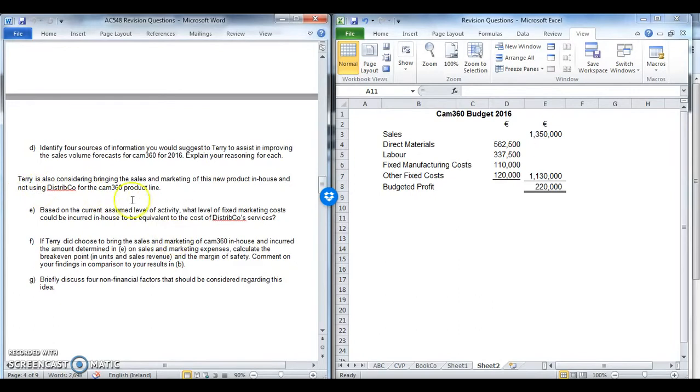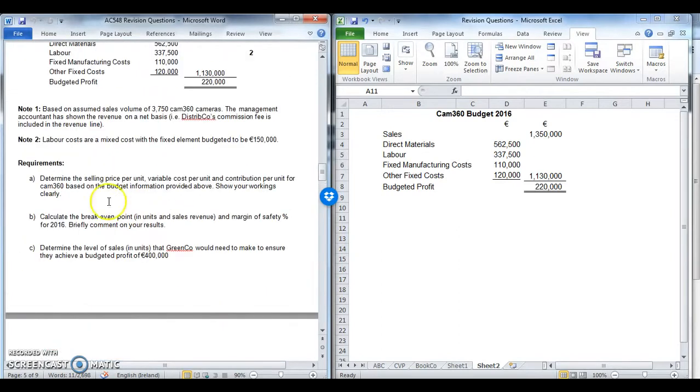Then you're also kind of somewhat of a different situation where Terry is also considering bringing the sales and marketing of the new product in-house and not using DistribuCo. So based on that, what fixed level of marketing costs will be incurred in-house. Then you're asked to do another analysis in terms of calculating the break-even point and the margin of safety. And finally then some 4 non-financial factors that should be considered.